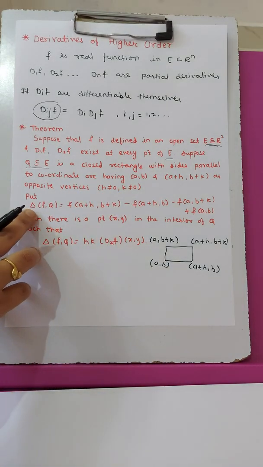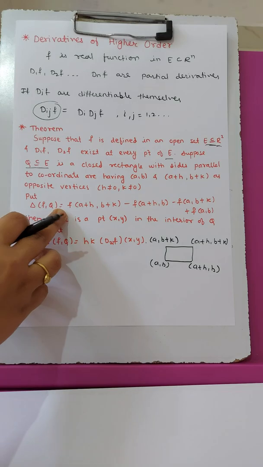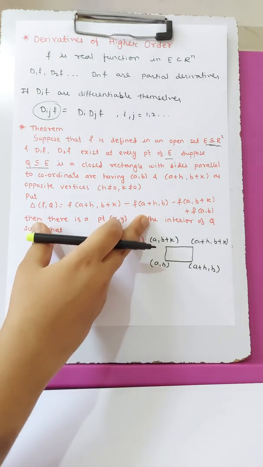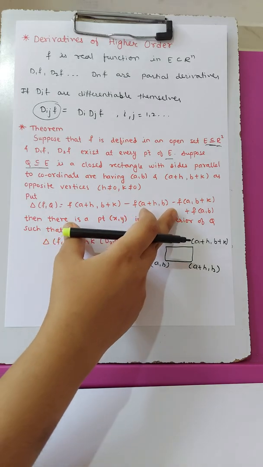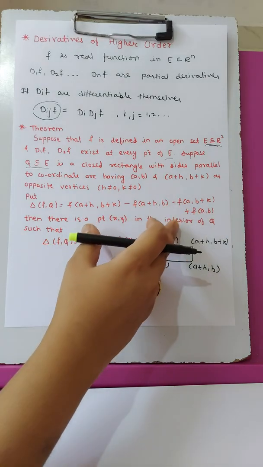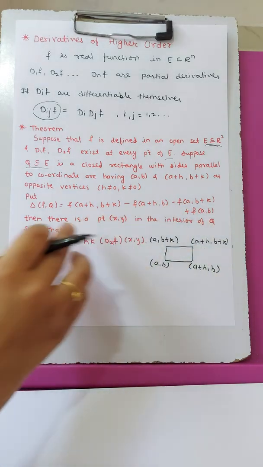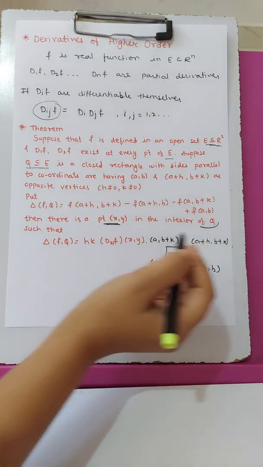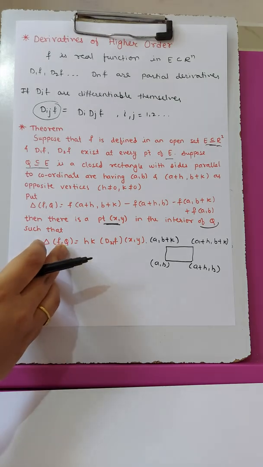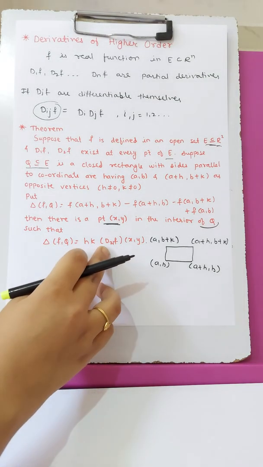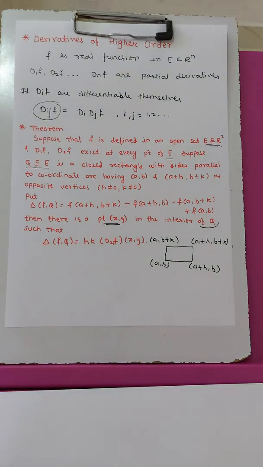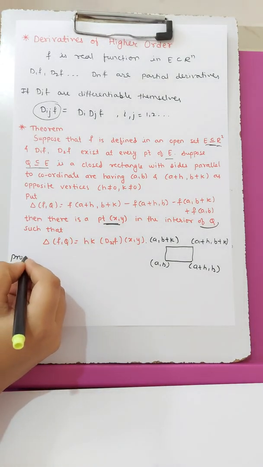Now if we put delta f(Q) equals f(a plus h, b plus k) minus f(a plus h, b) minus f(a, b plus k) plus f(a, b), then there is a point (x, y) in the interior of Q such that delta f(Q) equals h k D21 f(x, y). Now let's start with the proof.